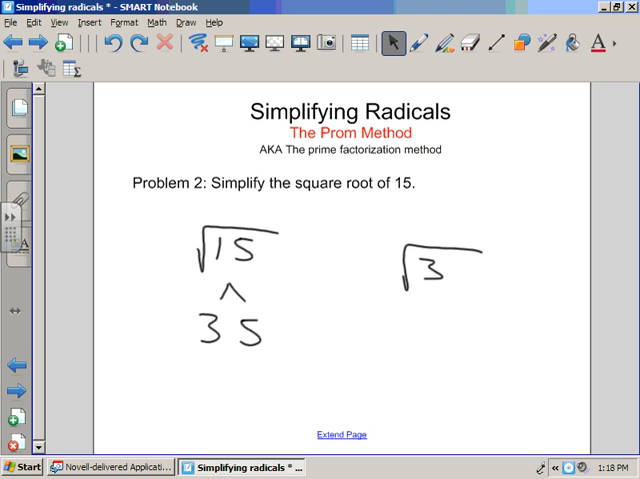It stays home. 5 doesn't find a perfect match. It stays home. Doesn't matter. They still have a good time. My answer is the square root of 15. Oh, look, the square root of 15 is already in simplest form. There is no perfect square bigger than 1 that actually divides into 15.